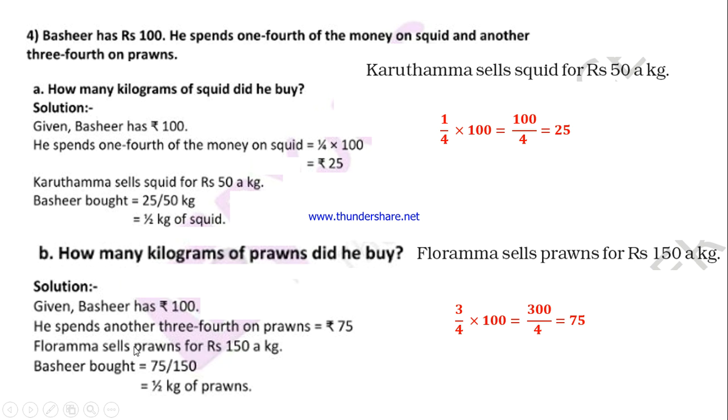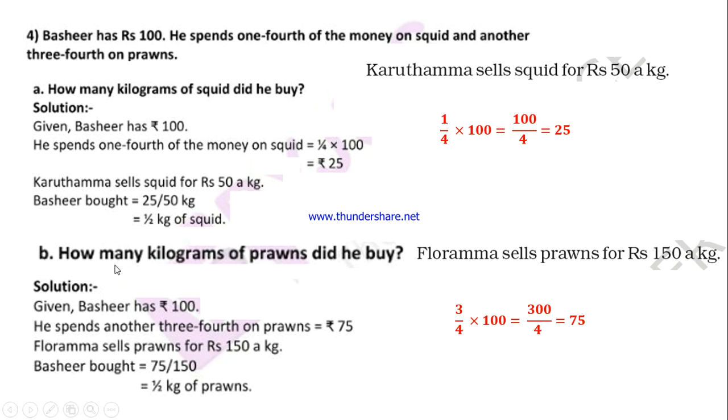Then Floroma sells prawns at rupees 150 a kilogram. That is, 1 kilogram of prawn is 150 rupees. How much amount is he spending to buy prawn? 75, which is half of 150. So here also he is buying half a kilogram of prawn.